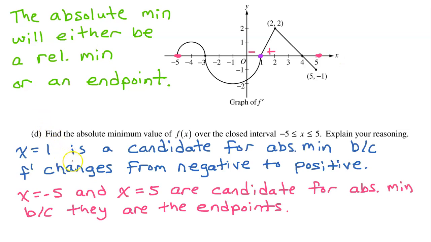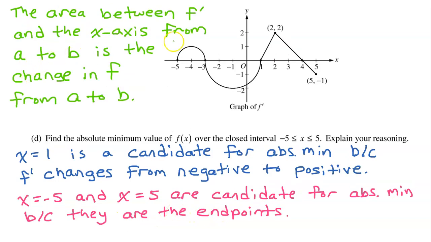Here's what we write for the AP graders. X equals 1 is a candidate for absolute min because f prime changes from negative to positive. X equals -5 and x equals +5 are candidates for absolute min because they are the endpoints. Here are some notes that you will need to solve the rest of this problem.